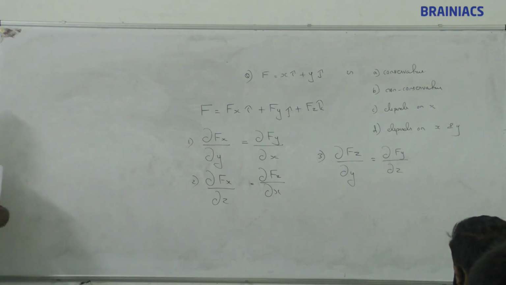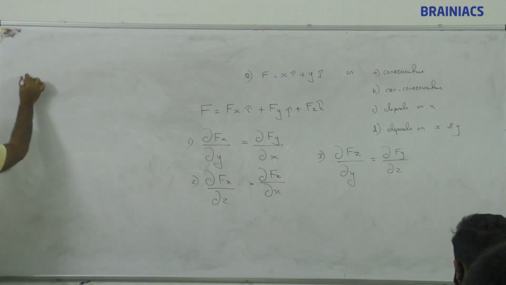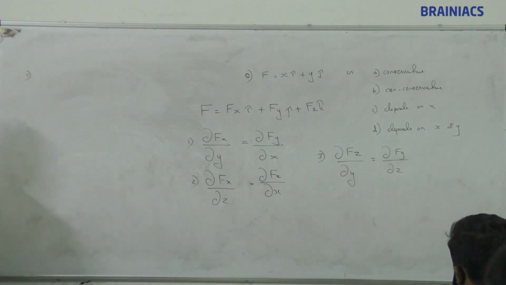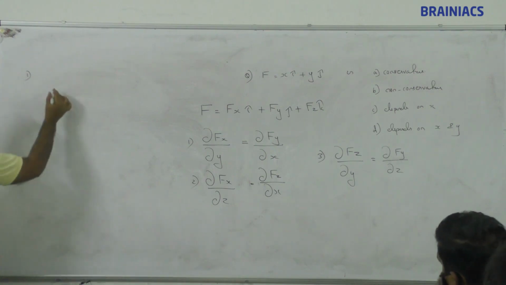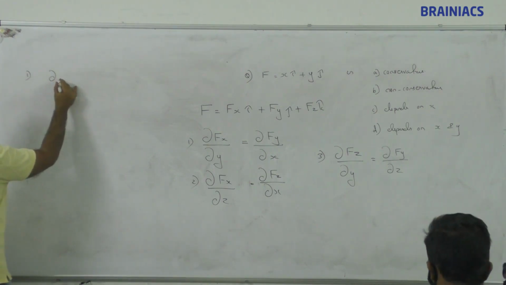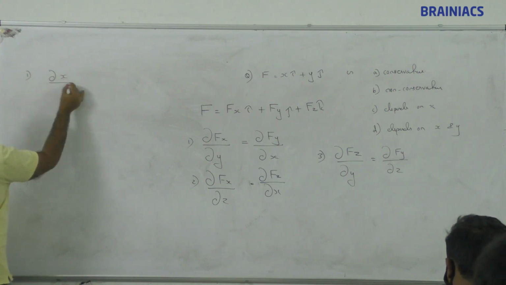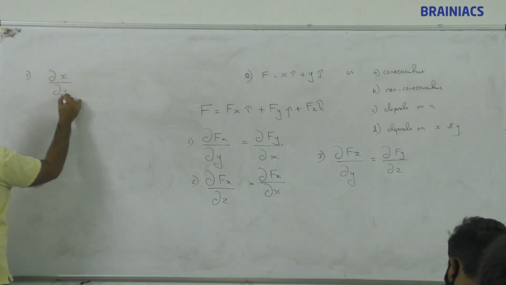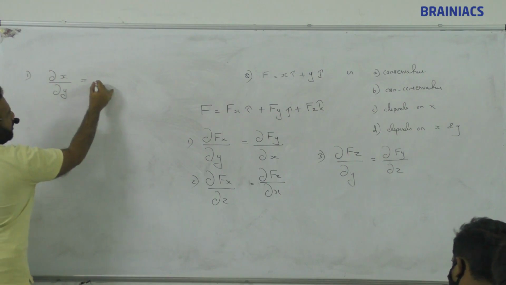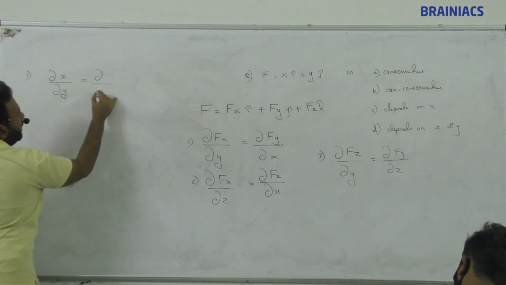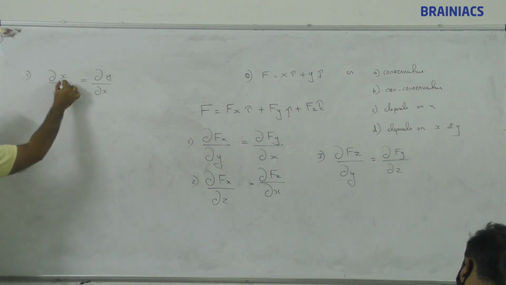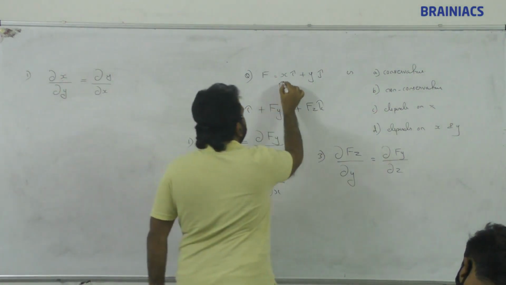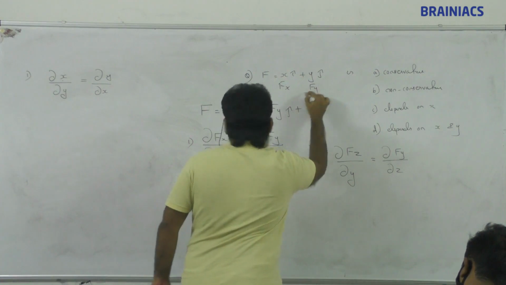Okay, now we will see. First condition, only x and y terms are there, so we need to check only that one. So ∂Fx/∂y, whether this is equal to ∂Fy/∂x. So here Fx is this one, Fy is this one.